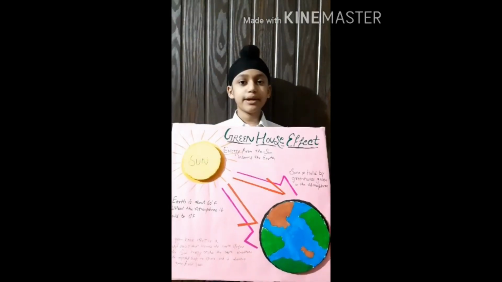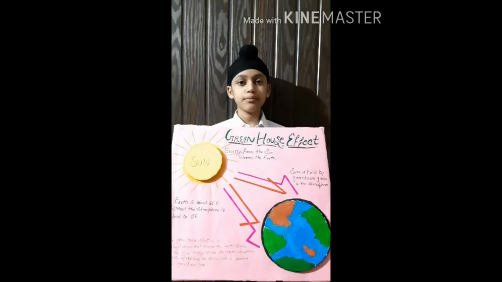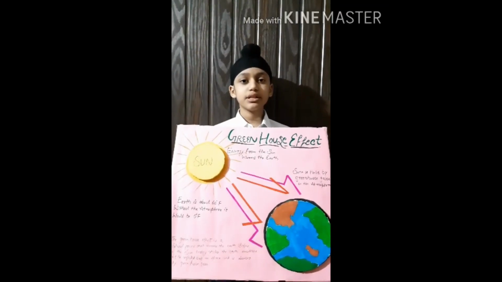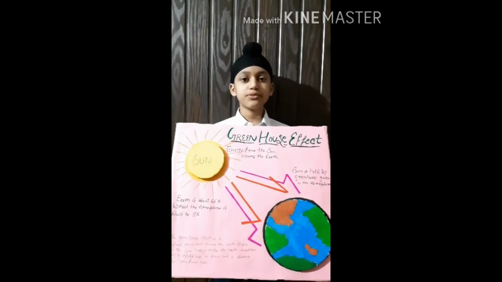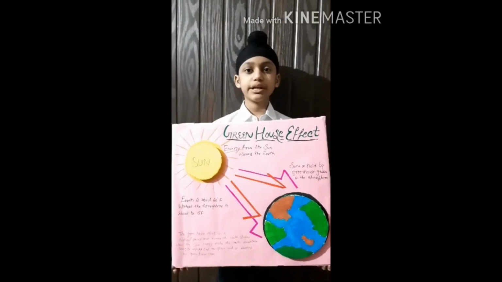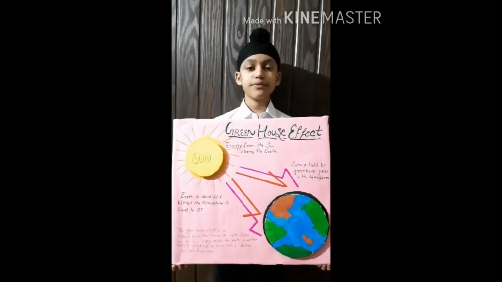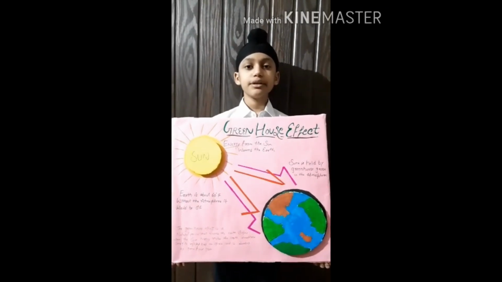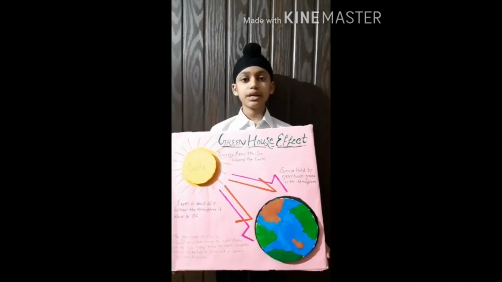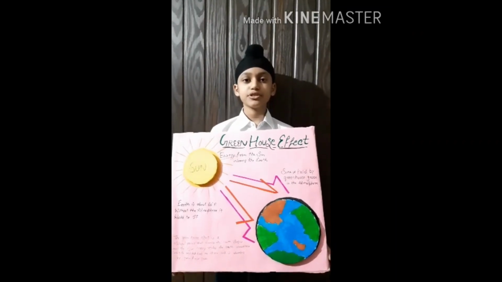Hello everyone, my name is Karunjit, class science B. My topic is the greenhouse effect. The greenhouse effect is a natural process. Energy from the sun warms the earth. Earth is about 60 degrees up. Without the atmosphere it would be 0 degrees. The heat is held by greenhouse gases in the atmosphere.